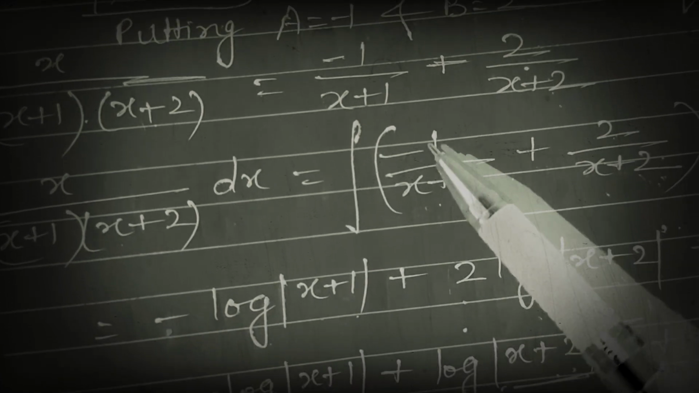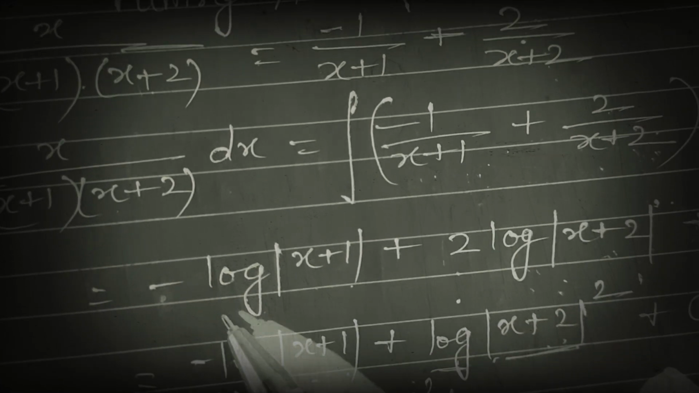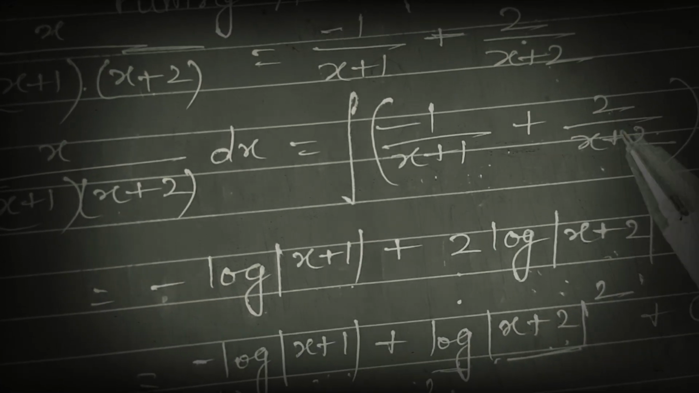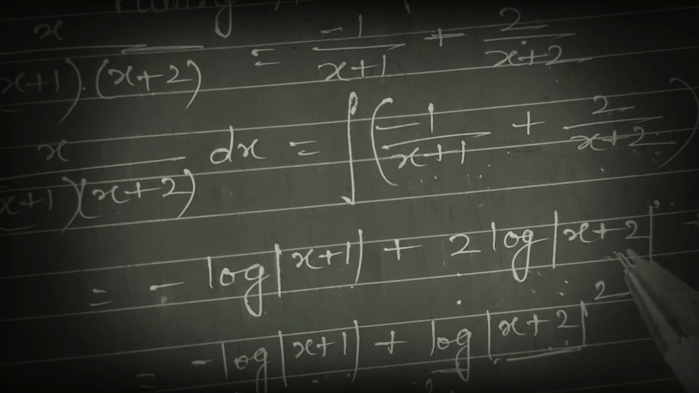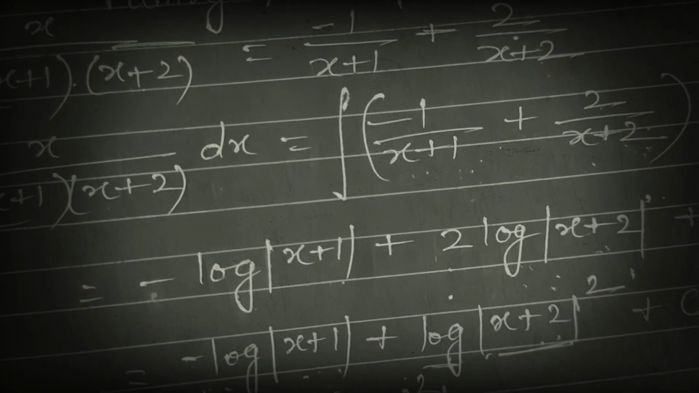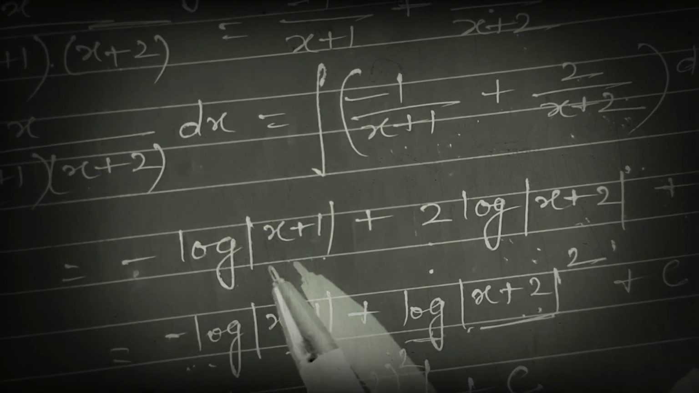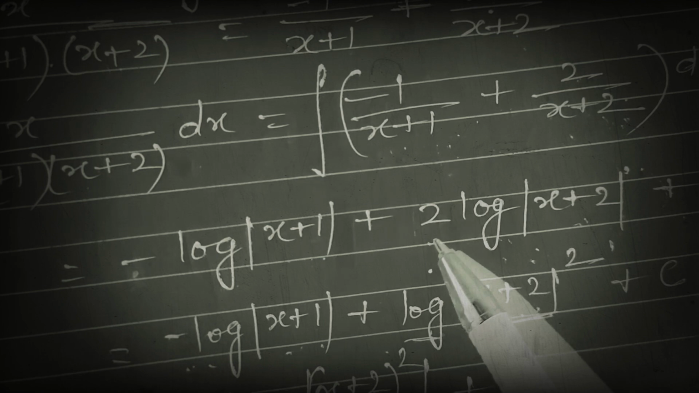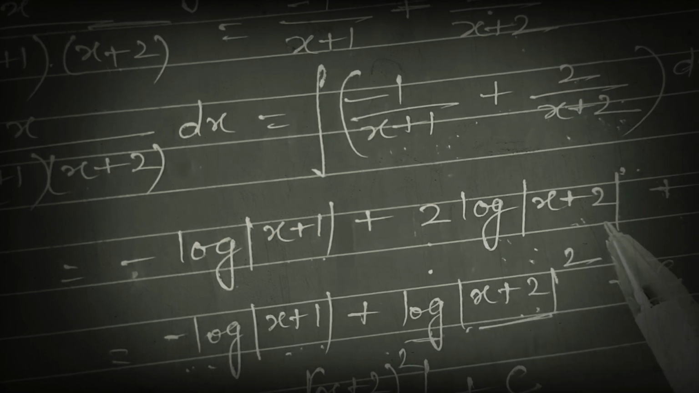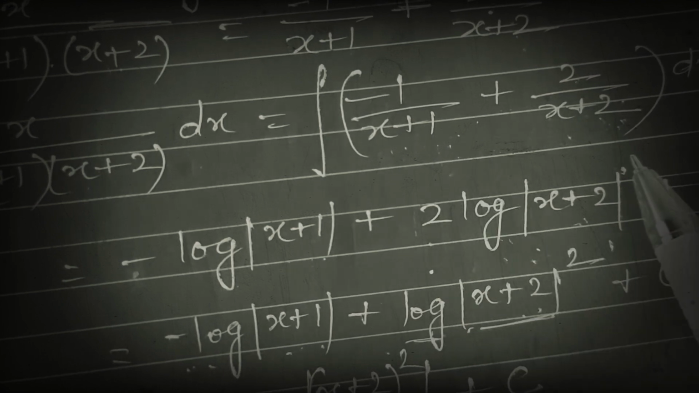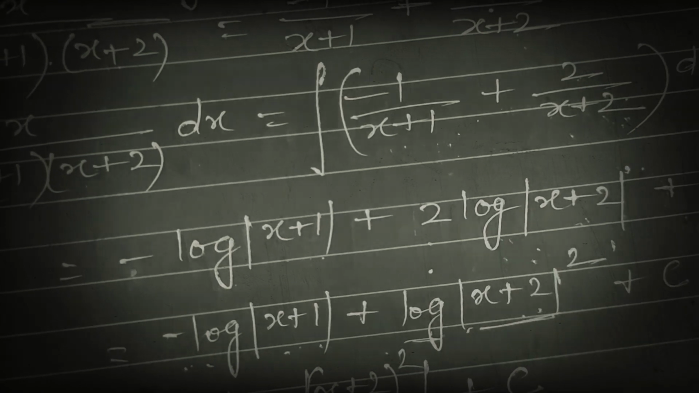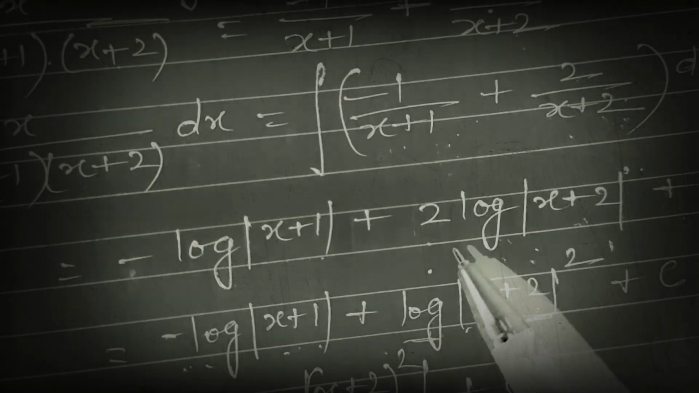And we know that 1 upon x plus 1 integration is log of x plus 1, and 1 upon x plus 2 integration is log of x plus 2 plus c. So we can solve it again. Minus log of x plus 1 keep as it is. It is 2 of log x plus 2. We can take 2 in power because we know that log m power n is equal to n log m.